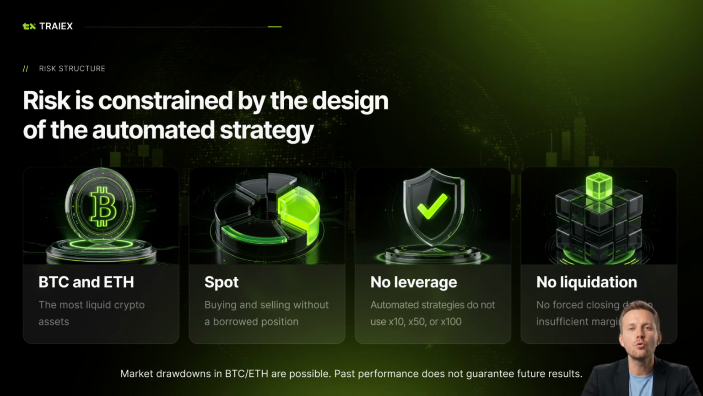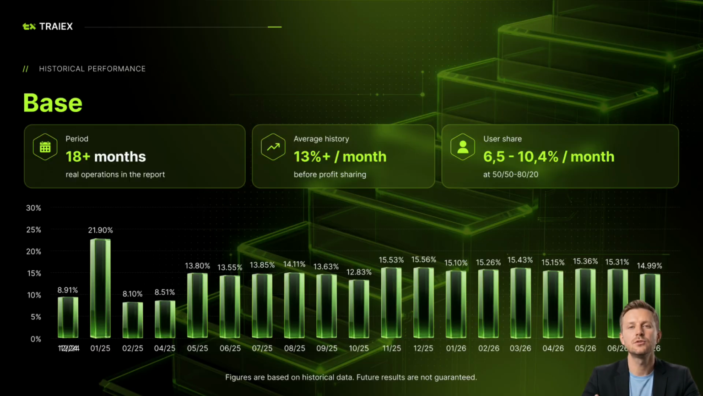This does not mean there is no risk at all. BTC and ETH can fall in price, and recovery can take a long time and is not guaranteed. But the risk profile is clear. The user faces a market drawdown of the underlying asset, not an automatic liquidation caused by excessive leverage. Now that we have looked at where the trading happens, how the user sees the trades, and how the risk profile is limited, we can talk about results.